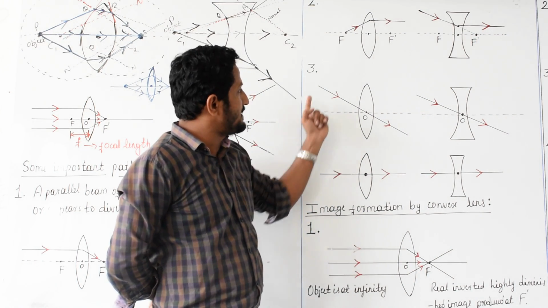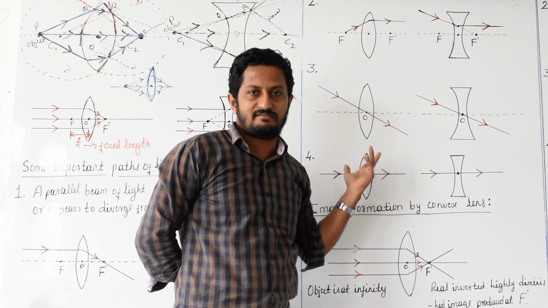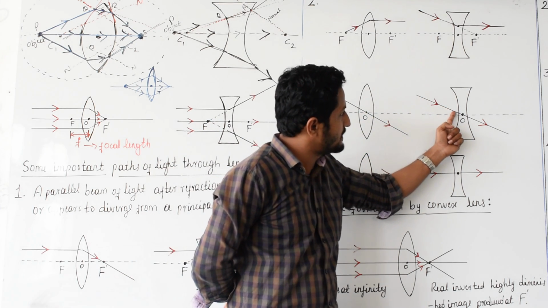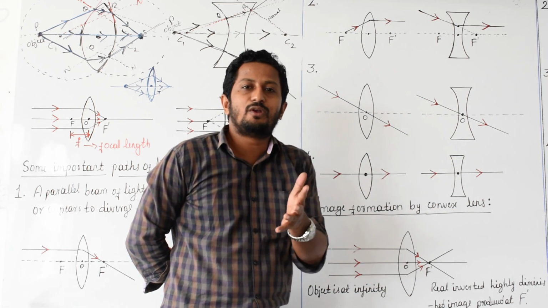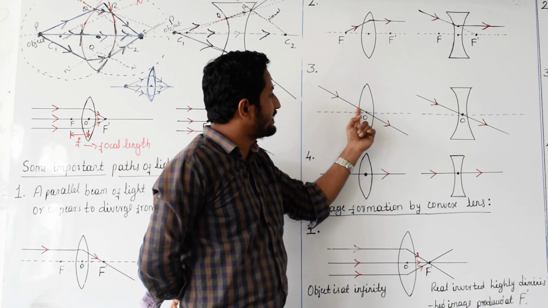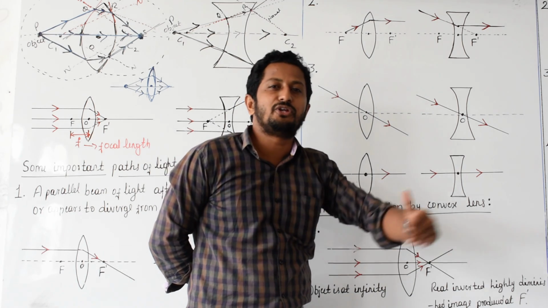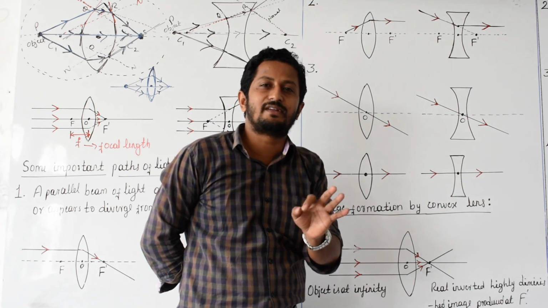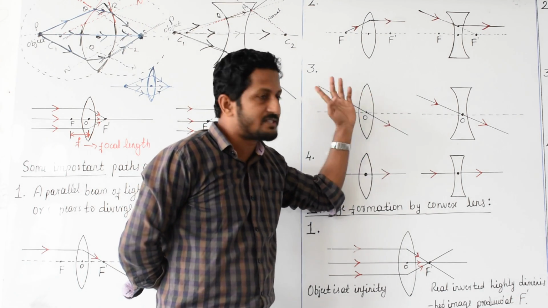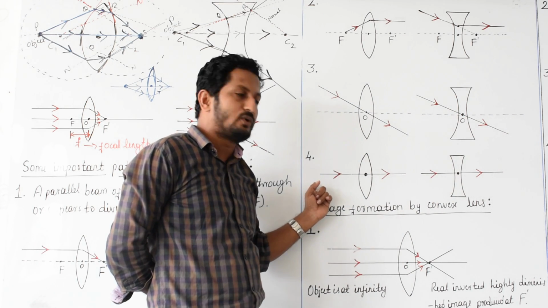A light ray which is passing through the optical center of any lens, here also, will not get any deviation. A light ray passing through the optical center will keep its path continuously. It will not suffer any deviation. Have you understood? See, that went straight on. Here also that went straight on. Yes. Now the fourth one. Look here.